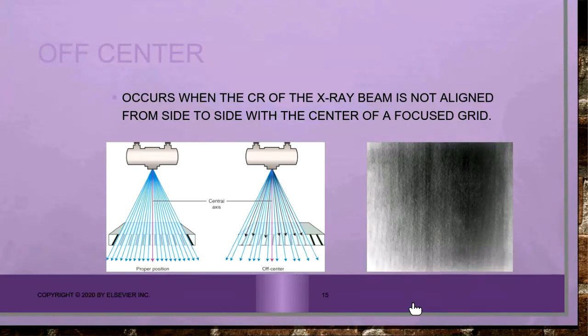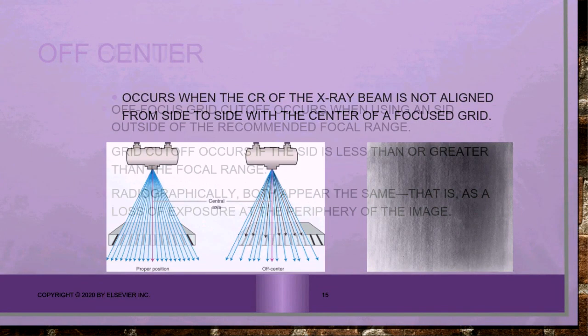All right, so an off-center grid error. Typically their name implies exactly what's going on. Like an upside down focused grid, you place the focused grid upside down. Off level, the grid and the central ray are not level to each other. Off center, again, your central ray and your grid are not centered to each other.